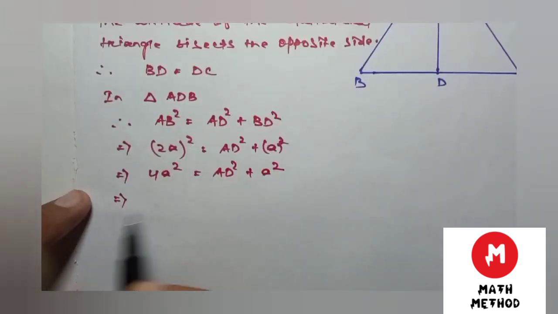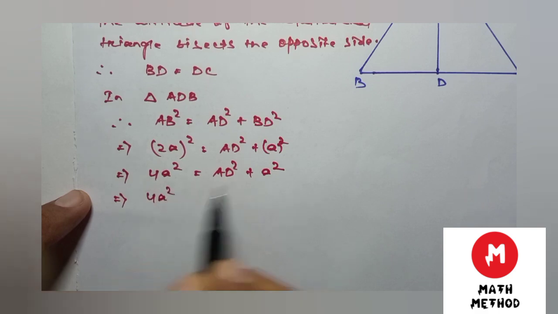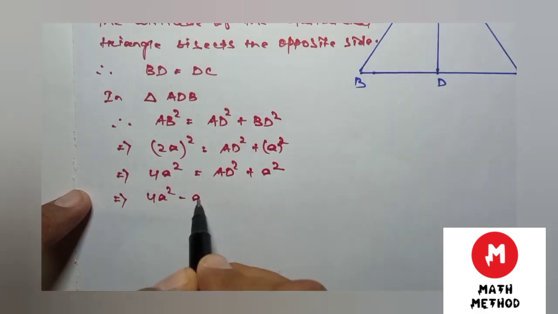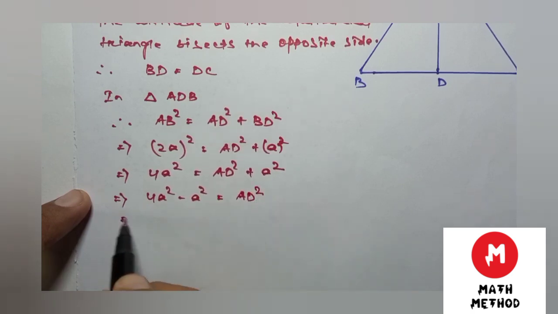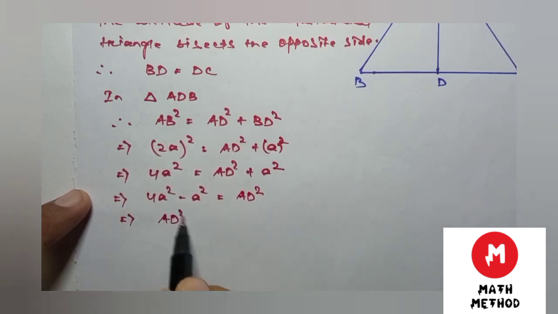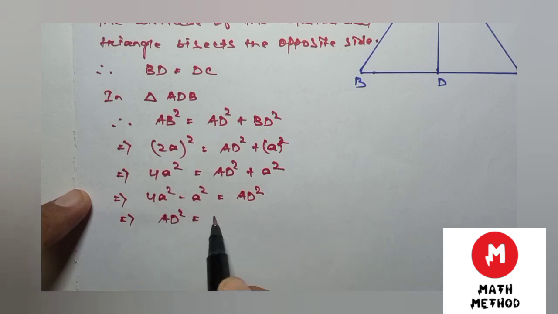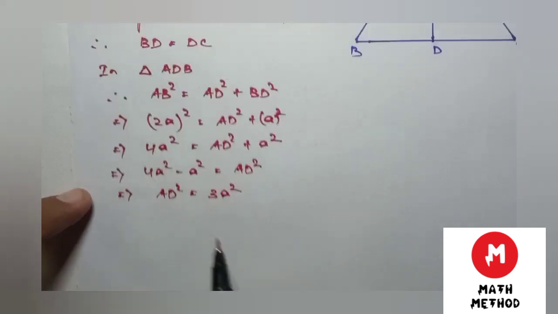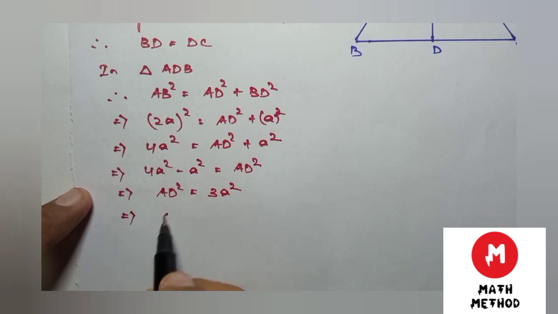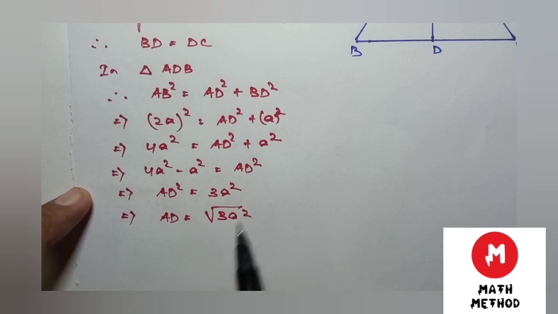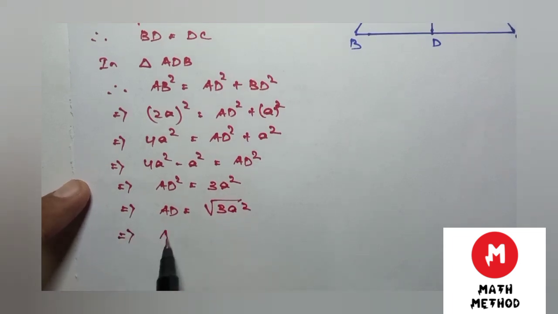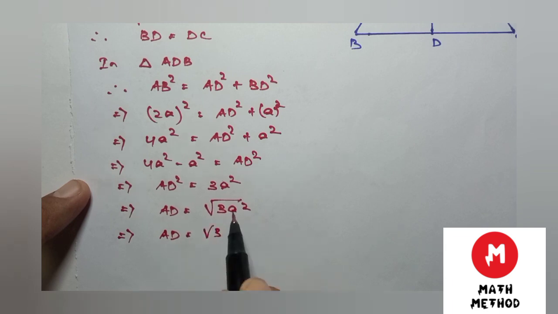Now 4A square, transposing A square to the LHS, becomes 4A square minus A square is equal to AD square. This implies AD square is equal to 3A square, so AD is equal to root over 3A square, which is root 3 times A. This is our answer.